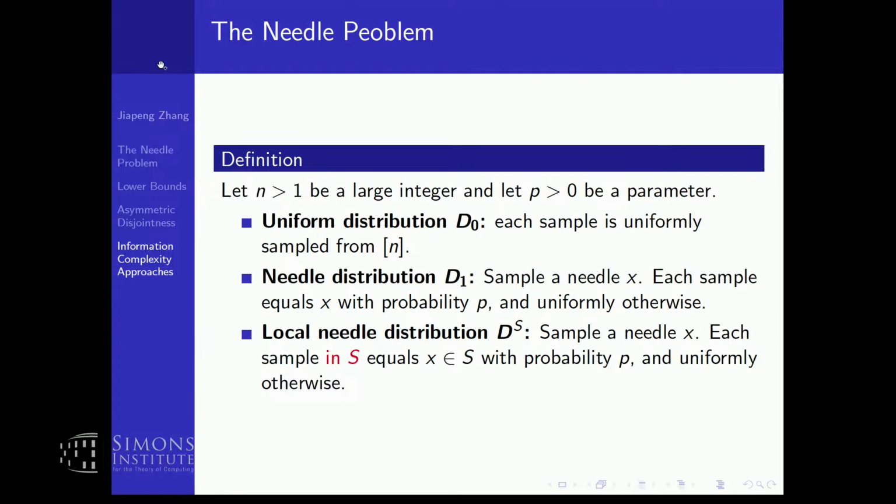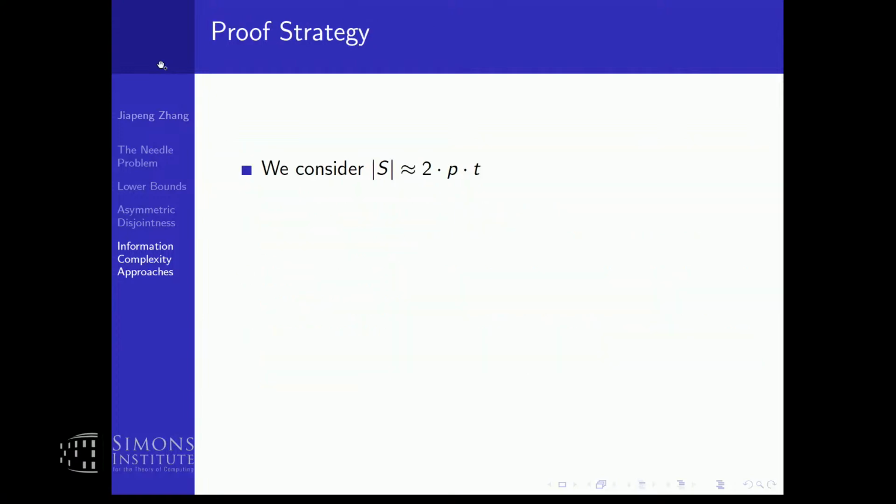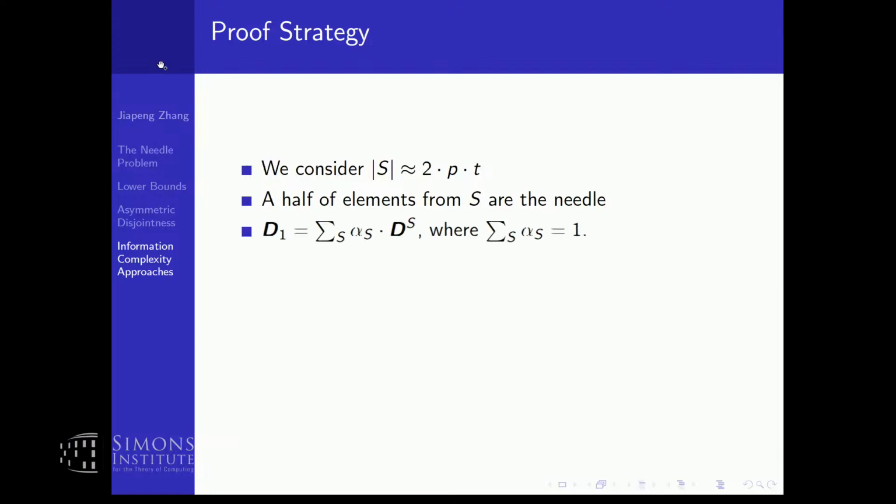So this is my next slide. We consider S to be roughly 2 times p times the size, up to constants. We call this set the candidate needles, the potential positions to be needle. In expectation, we have p times D needles, so roughly half of the set S are needles. So we first sample a set S, which is double the size, call these potential needles, and half of them are needles.